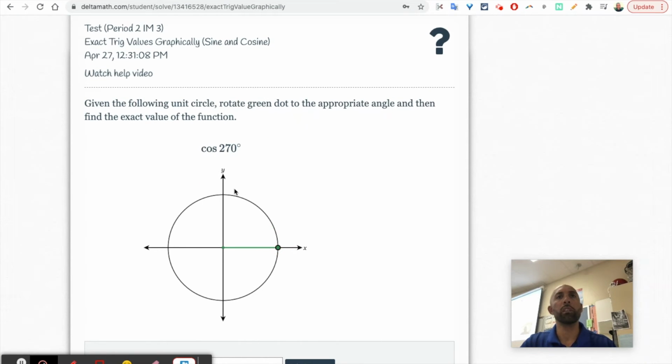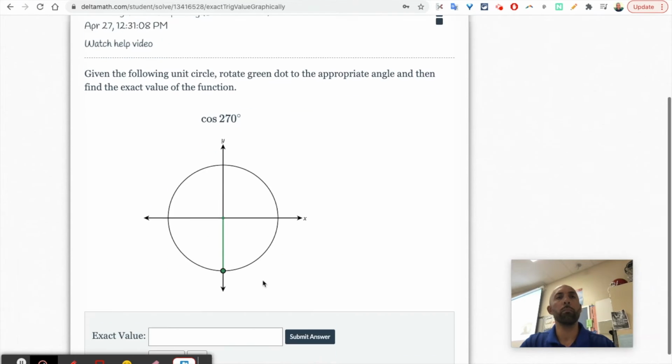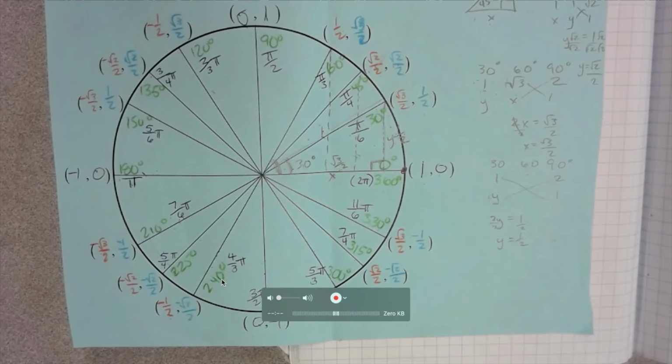Keep watching. All right, so I know that this is 90, 180, 270 is all the way down here at the bottom of the y-axis. There we go. And at that point, cosine down there is 0. So the x value is 0.